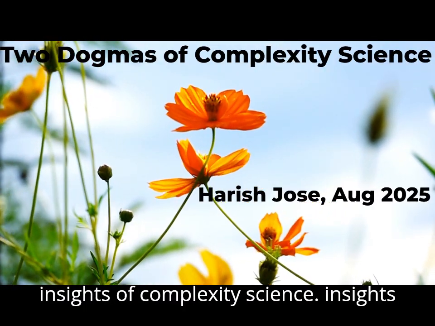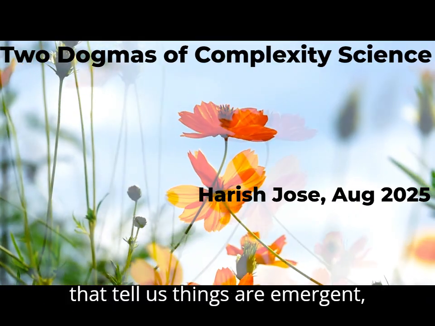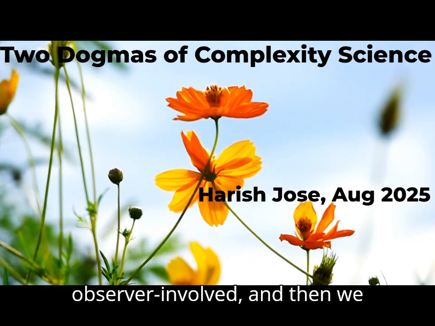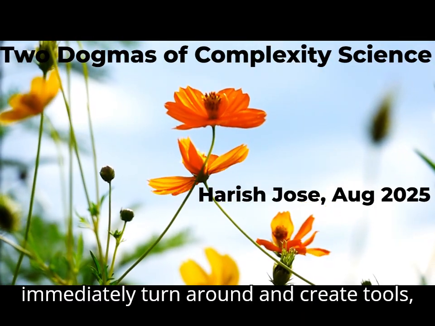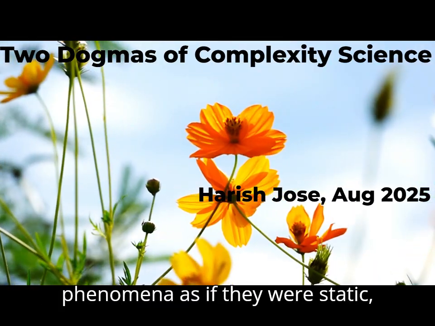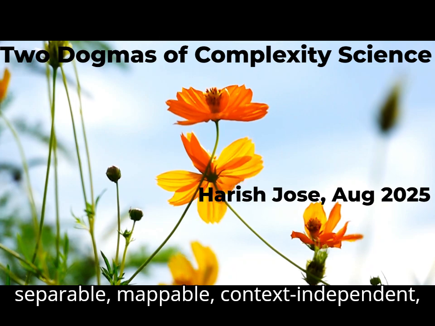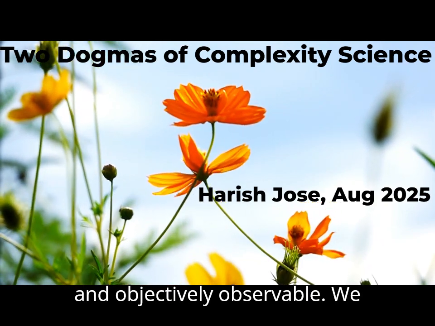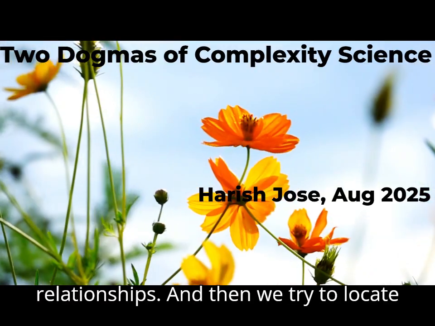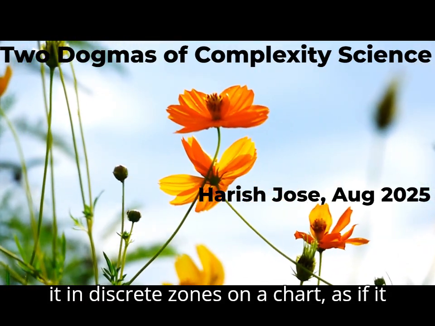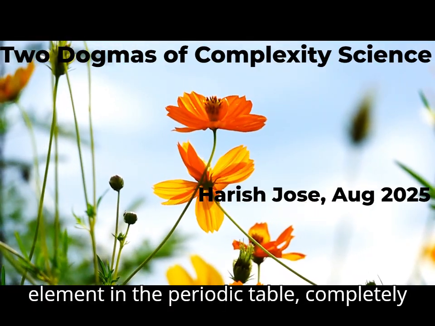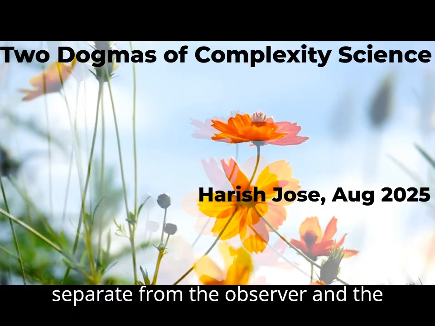Well, we use the insights of complexity science. Insights that tell us things are emergent, relational, context-dependent, observer-involved, and then we immediately turn around and create tools, like Ashby Space, that treat those same phenomena as if they were static, separable, mappable, context-independent, and objectively observable. We acknowledge complexity emerges from relationships, and then we try to locate it in discrete zones on a chart, as if it were a fixed geographical feature or an element in the periodic table, completely separate from the observer and the context.